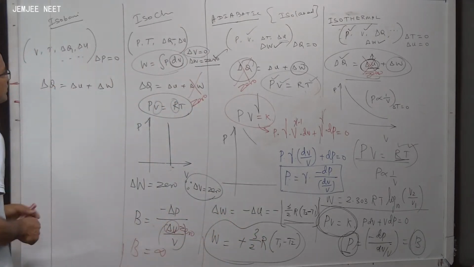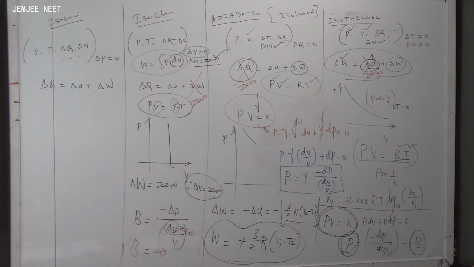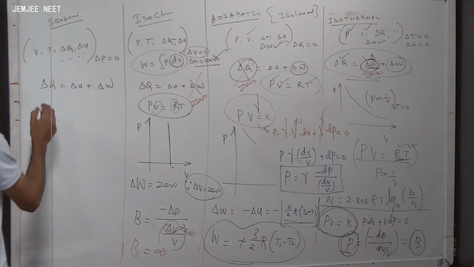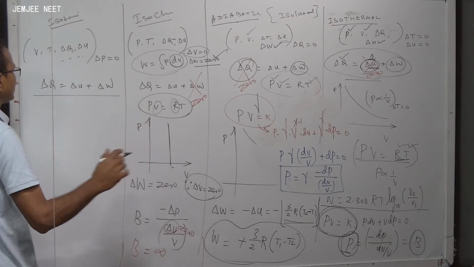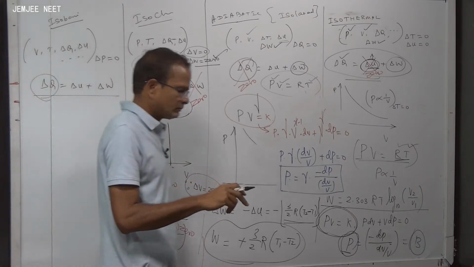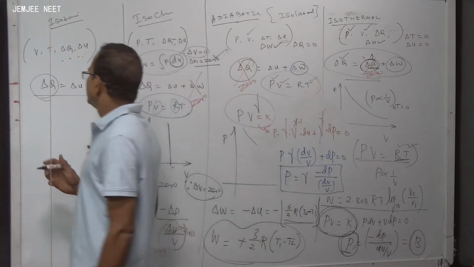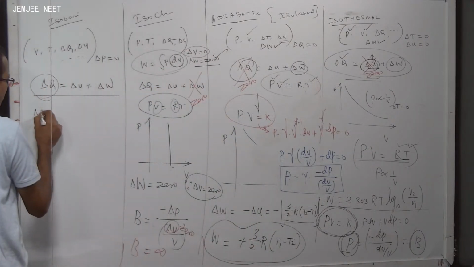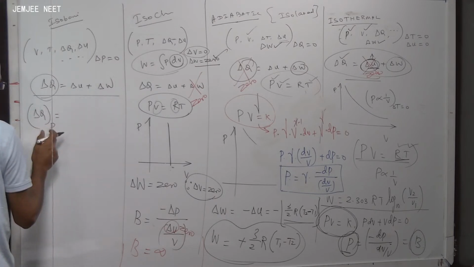Come back here. Next, isobaric. Isobaric, please help me. What is 0? Nothing is 0. Change in pressure is 0, but pressure exists. Got the point? Come on. Delta Q under constant pressure.